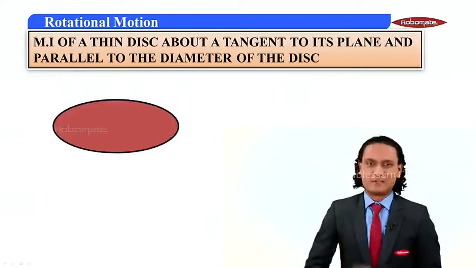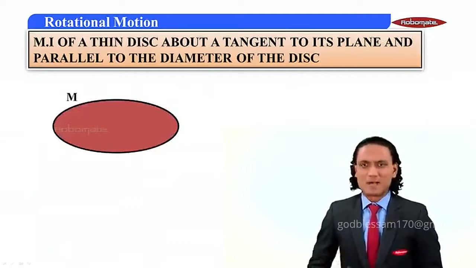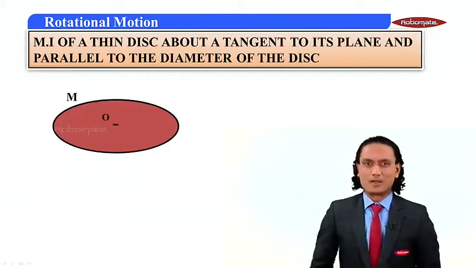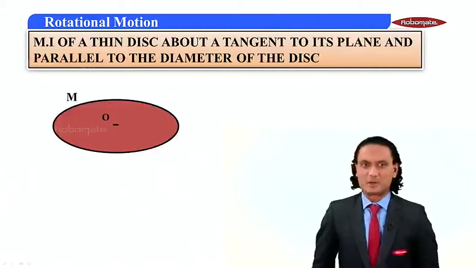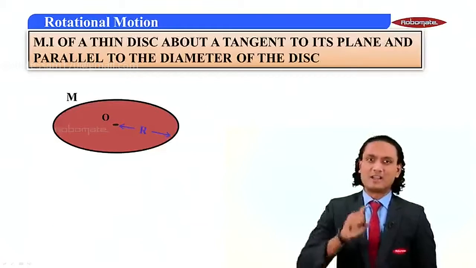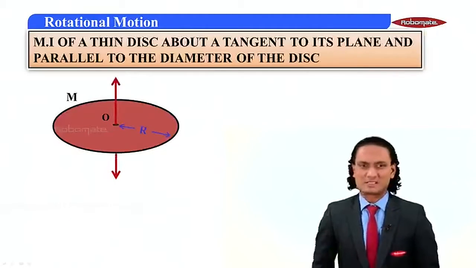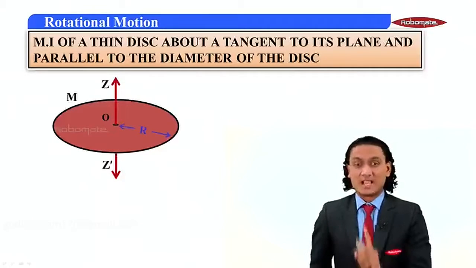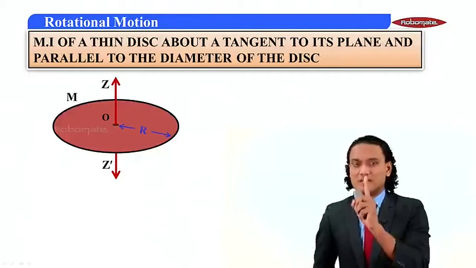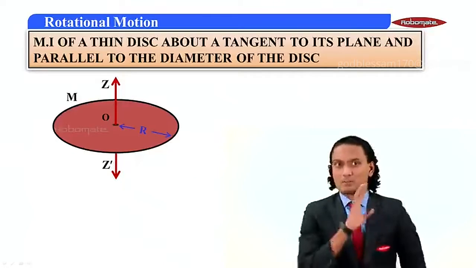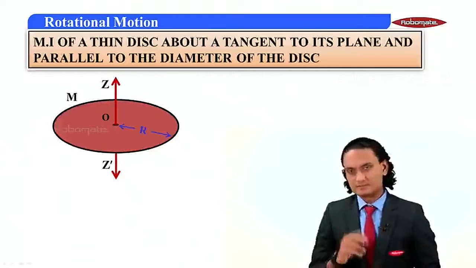I'm going to take a very thin disk. M is the mass of the disk and point O is the center of this disk. Alright? And R is the radius of this disk. Now students, first let me consider an axis. Now this axis ZZ dash is passing through the center of the disk and perpendicular to the plane of the disk. Is that clear? Fine.